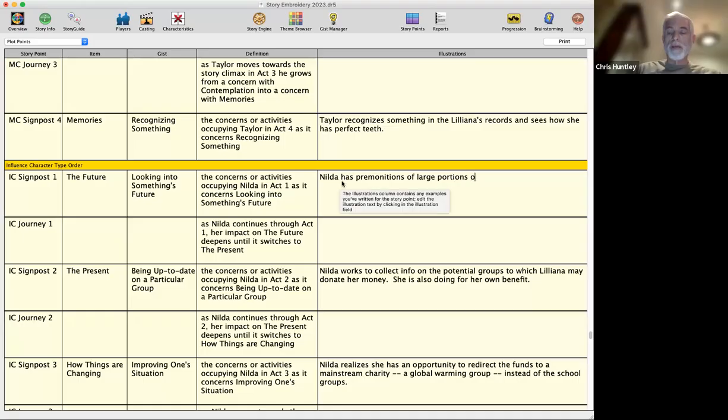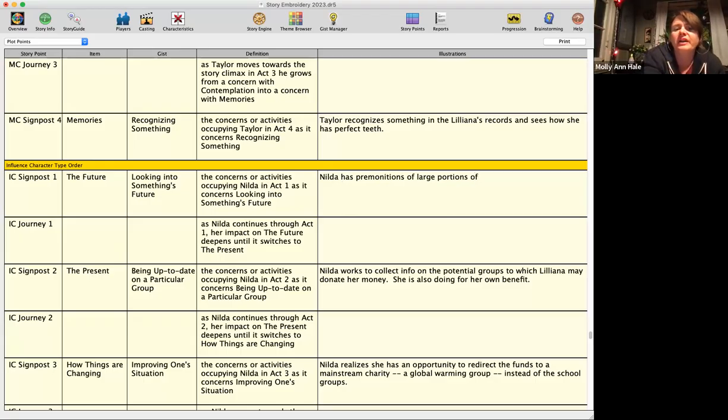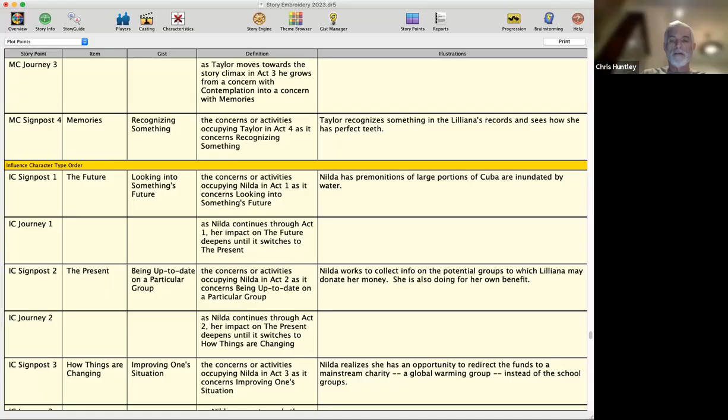Oh, you mean something actually really happens? Yeah, maybe. I'm just looking at her impact on the future deepens until it switches to the present. I don't really understand the definition or what they're looking for, so I'm just trying to interpret it, but I feel like she has some kind of anxiety around having these dreams about the rising tides.